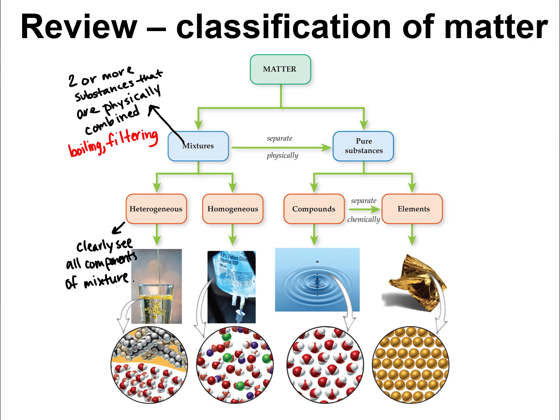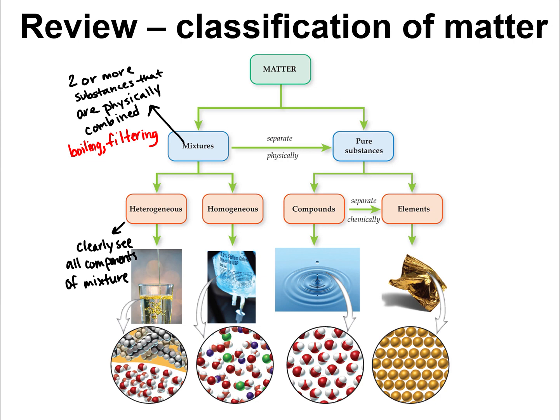The example that's given here is like oil and water. They don't really mix very well. You can see the oil sitting on top of the water. That's a mixture, and it's a heterogeneous mixture because you can clearly see with your eye the two components that comprise the mixture.